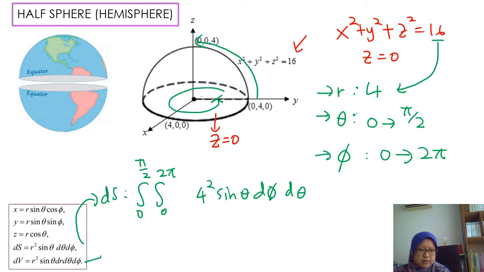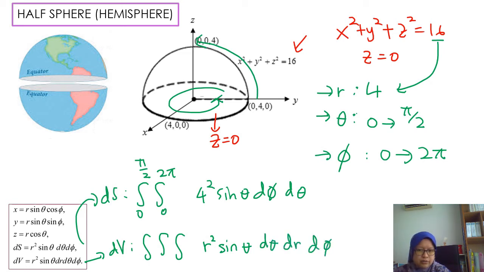And then if you want to do dV, you have to use the triple integral. So r squared remains, sine theta. I want to use d theta first, and then I want to do dr, and then I want to do d phi. Remember, d theta is 0 to pi over 2, dr is 0 to 4, and then phi is 0 to 2 pi. Make sure you don't change it, okay? Make sure theta is the vertical angle, and phi is the horizontal angle. Alright.